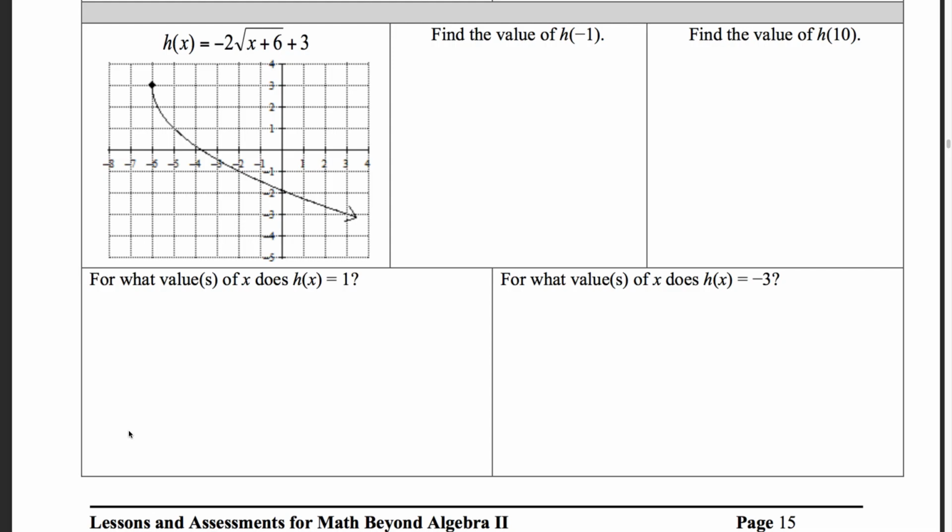All right. So h of -1. So how about we do Emma? You guys take h of -1. H of 10. Yeah, let's do you guys right here, Zach.